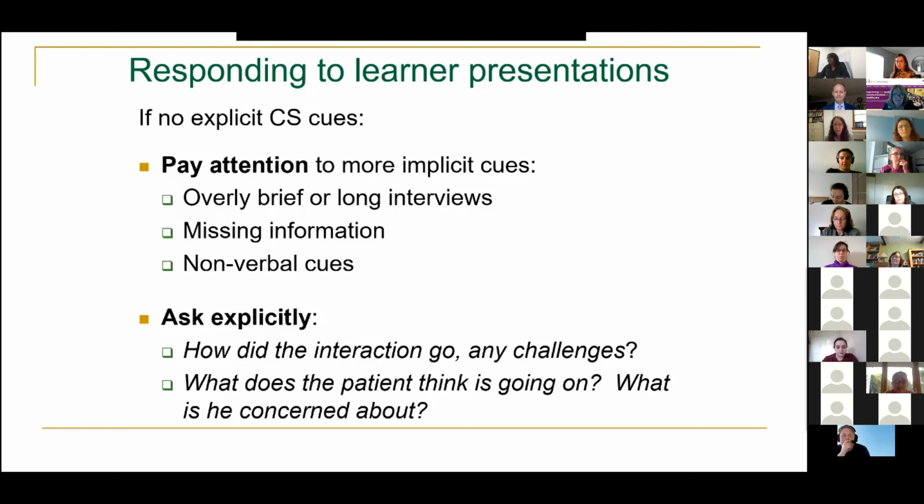And then with no cues, you can also, as a clinical teacher, ask explicitly, how did that interaction go? Any challenges? Or what does the patient think is going on? So really pushing it through some additional questions can allow an opportunity to teach about communication.